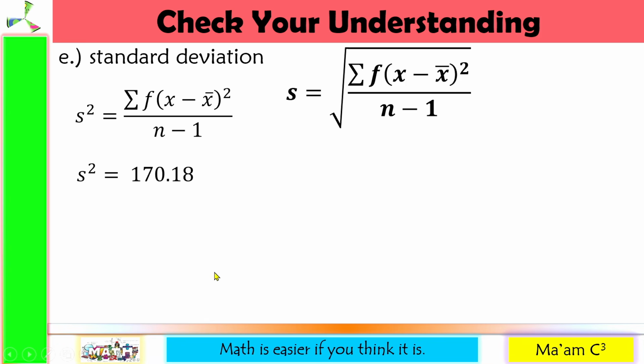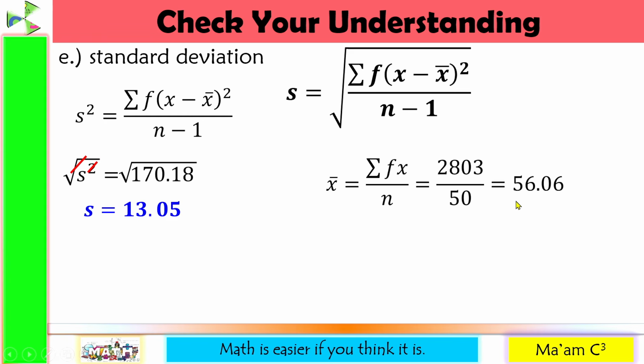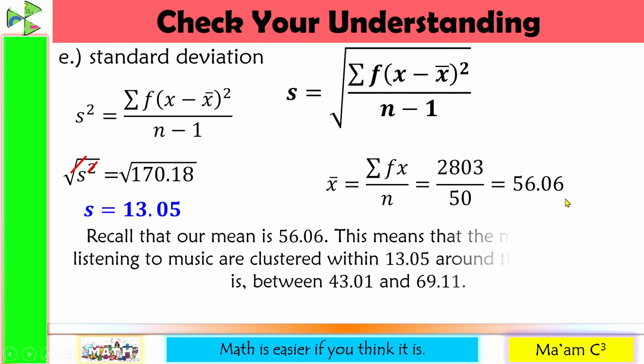The last one is the standard deviation, and this is just the square root of the variance that we solved earlier. Take the square root. Square root of 170.18 is 13.05. Recall that our mean is 56.06. So this means the minutes spent listening to music are clustered within 13.05 around the mean. That is between 43.01 and 69.11 minutes.